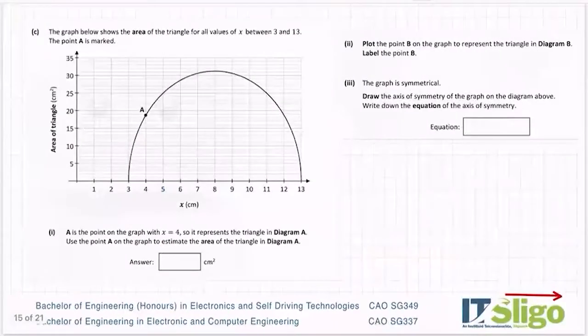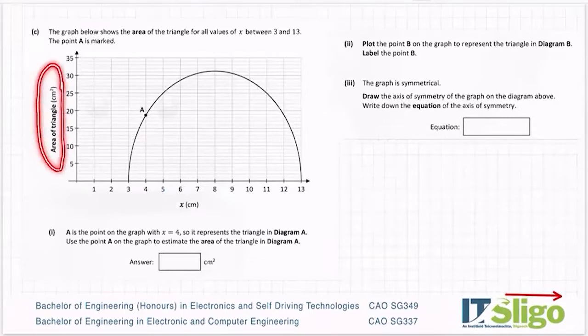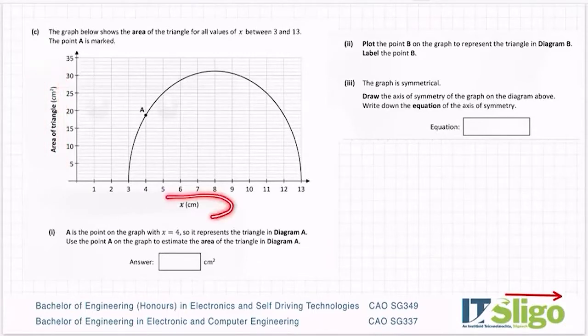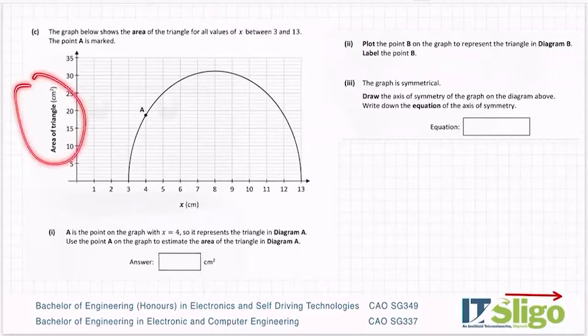Okay, part C. The graph below shows the area of the triangle for all values of x between 3 and 13. The point A is marked. Okay, so when I'm looking at a graph for the first time, the first thing I do is look at what's on the y-axis. So that's area of triangles. I'm looking at what's on the x-axis, and that's x in centimeters, which I presume are... Yeah, I'm not quite sure. But anyway, so of area of triangles.